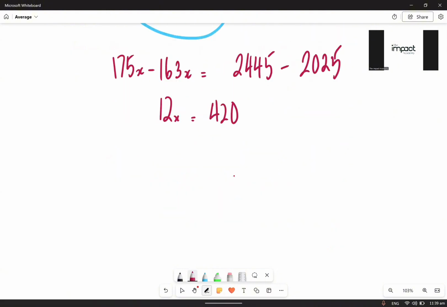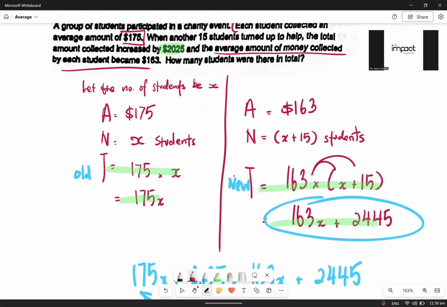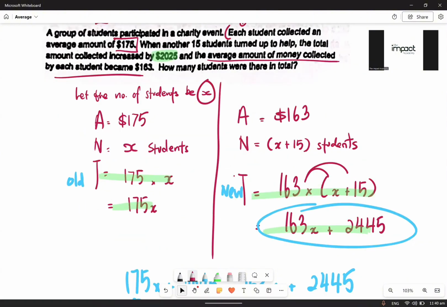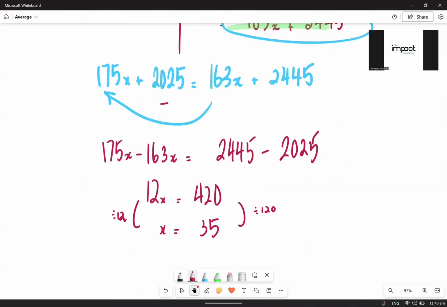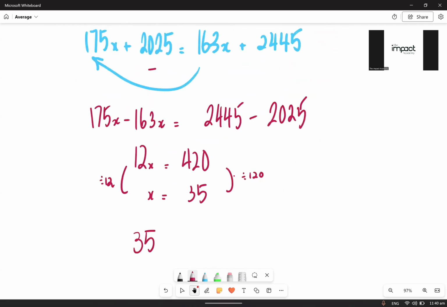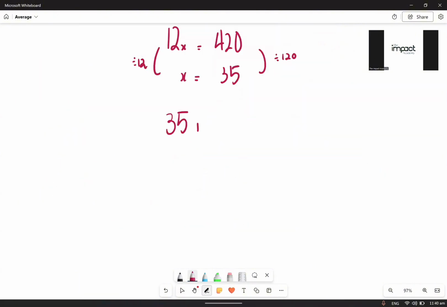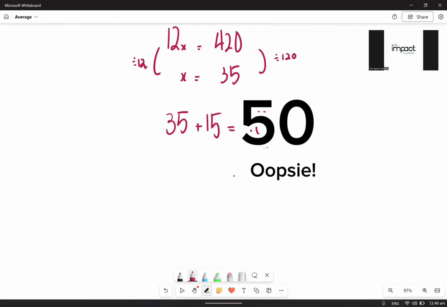What I want to do is find the value of x, because the value of x is basically the number of students. From here, when you do 420 divided by 12, you will get an answer of 35. And we know for sure that 35 is x, and 35 is basically the number of students. Now, what is the question asking? The question says, can you tell me how many students were there in total? Which one do you think they're referring to? I'm very certain they're referring to the total number of students, which is over here. So what do we have to do? We have to add another 15. And that's the reason why your answer for this question has to be 40 students.